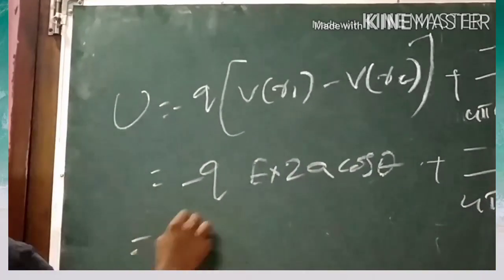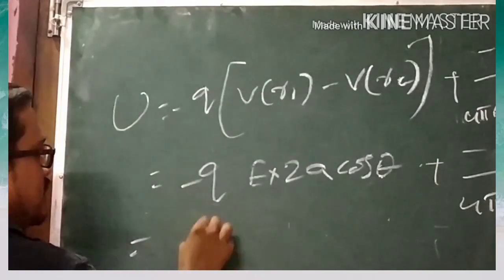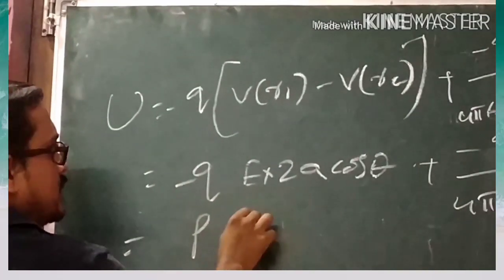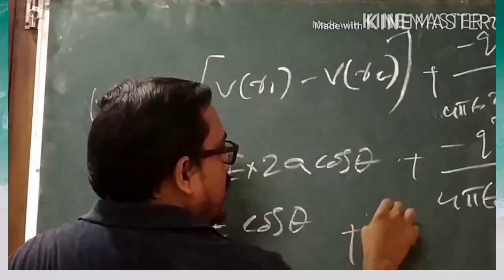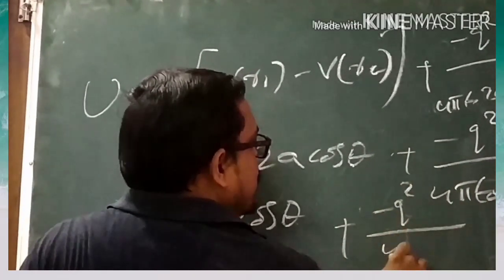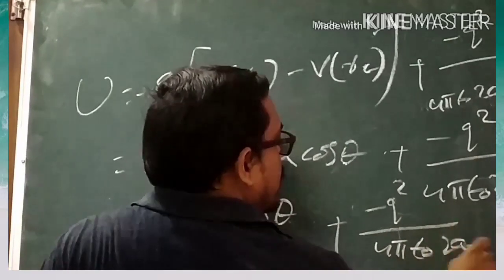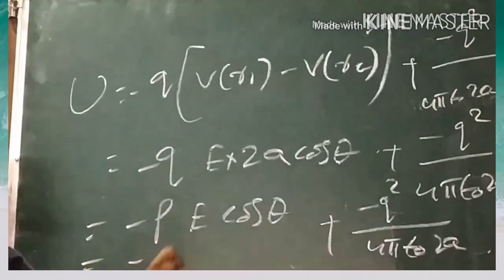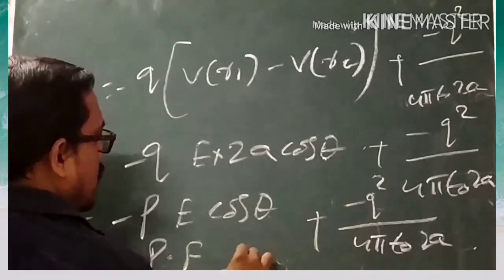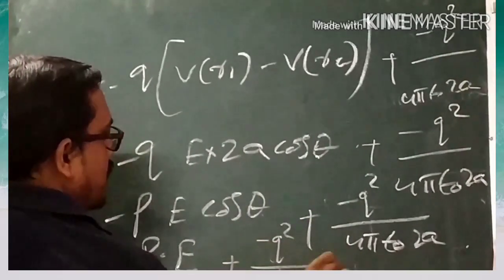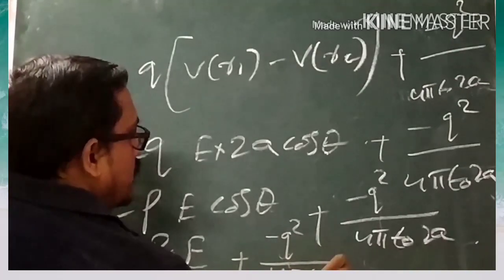Okay, now this Q into 2a represents what? This is the P, and there is E cos theta, and there is a minus sign over here, and minus Q square by 4 pi epsilon 0 into 2a. So this is minus P dot E plus minus Q square by 4 pi epsilon 0 2a.